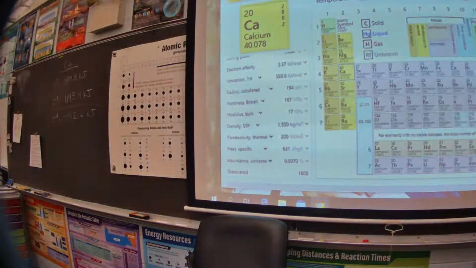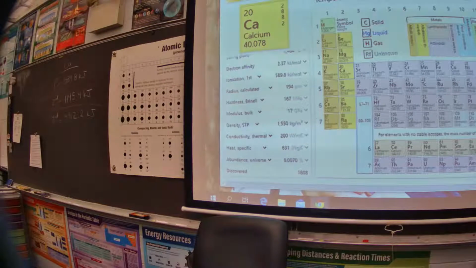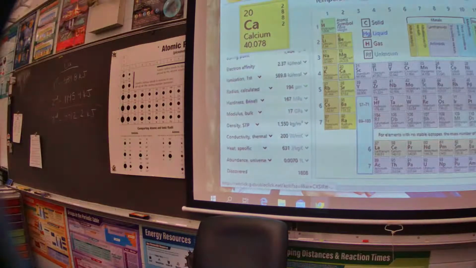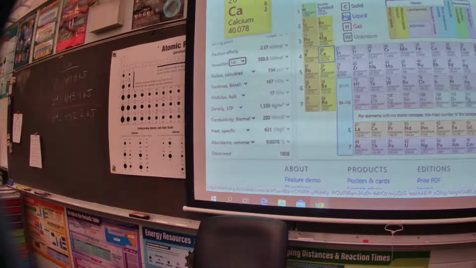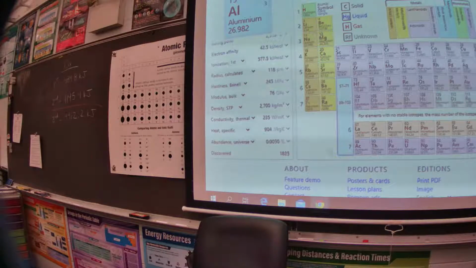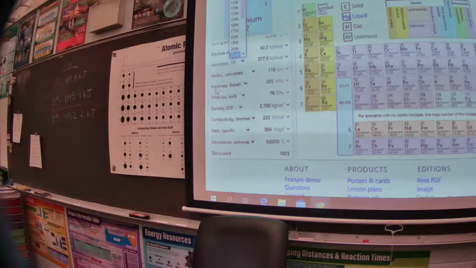Let me turn this on. So we're looking at ptable.com. This is really good, especially for today. This thing tells you all kinds of stuff. You can click on any one of these. Aluminum, for example. Look, it tells you all its ionization energies, the radius, the size of it. It tells you boiling point, density, all kinds of stuff.